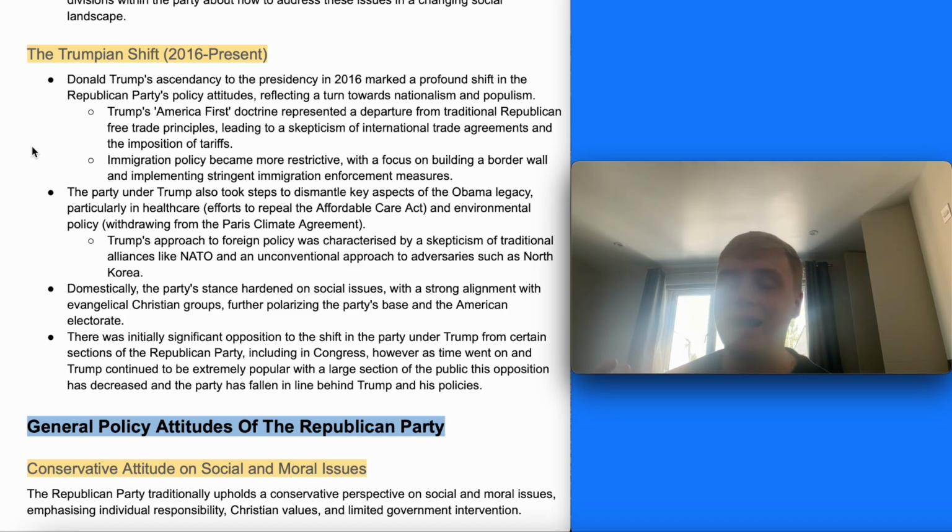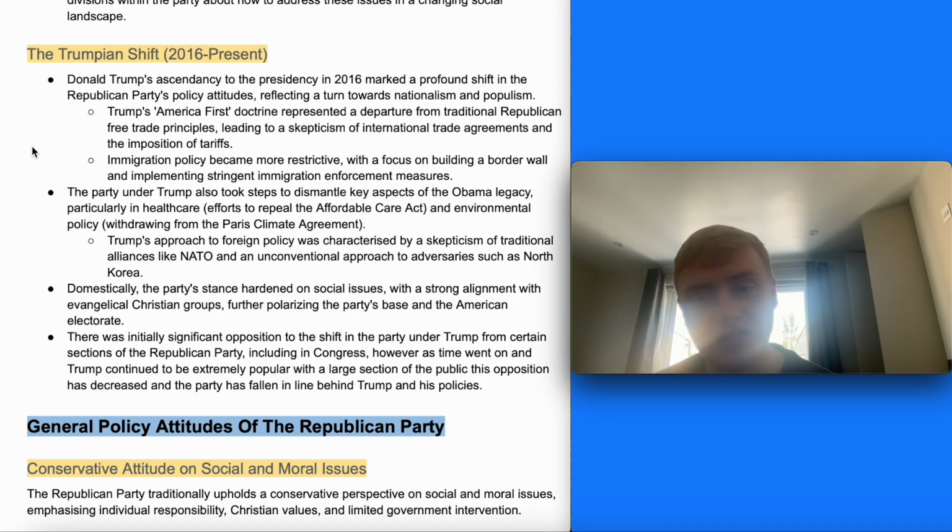Trump really came from outside of the party. He was by no means an establishment figure, and in the past voted for the Democrats. And he effectively came in, connected with the Republican voter base, and was able to very significantly transform Republican Party policy in a way that wasn't very dependent on its previous policies. So he really redesigned the Republican Party. The party under Trump also took steps to dismantle key aspects of the Obama legacy, particularly in healthcare and environmental policy.